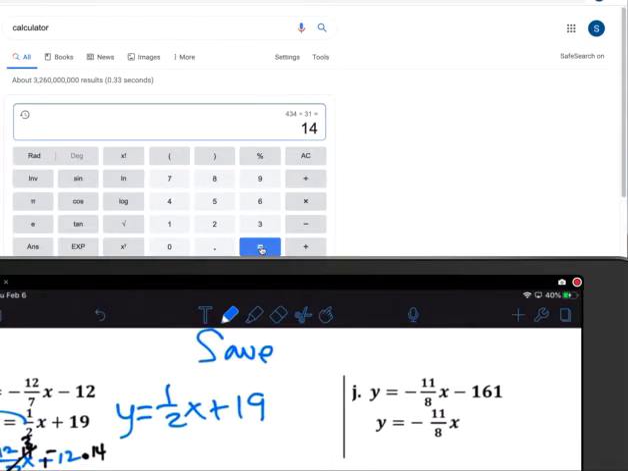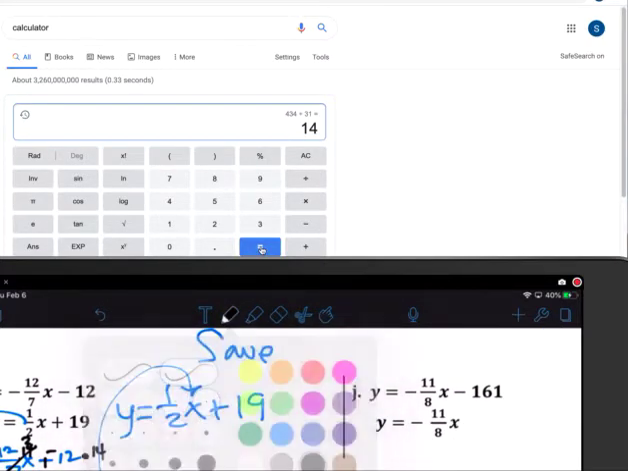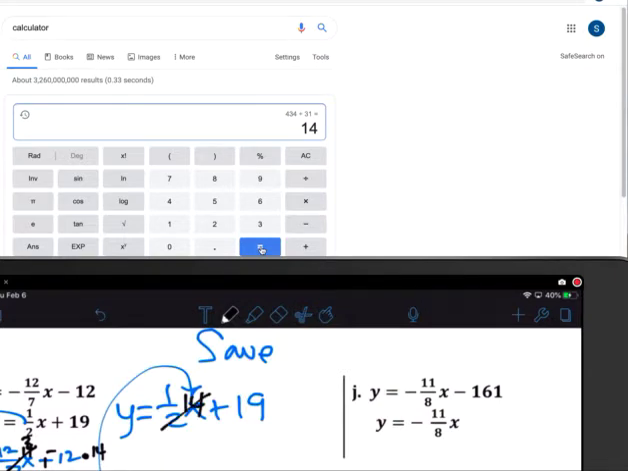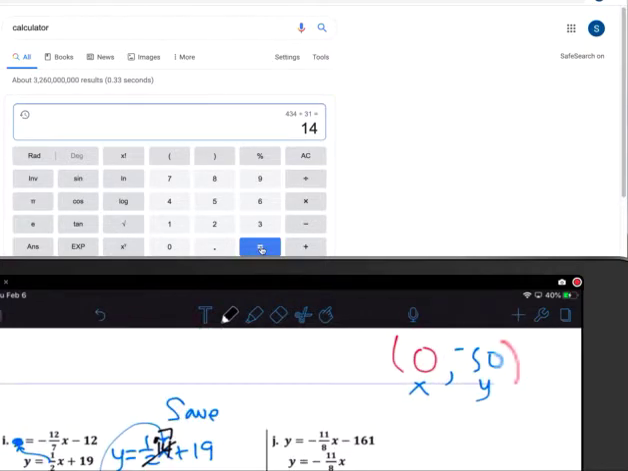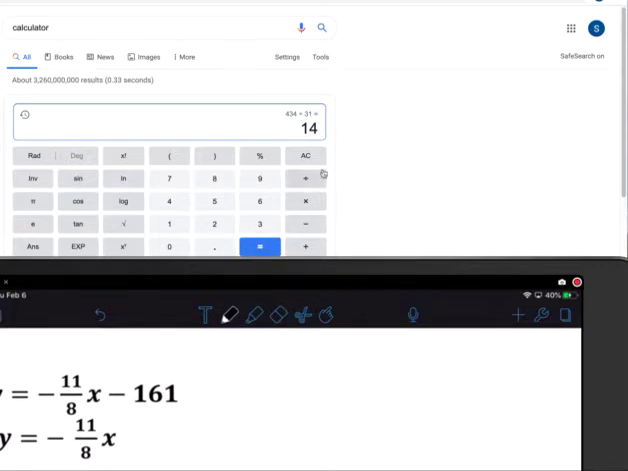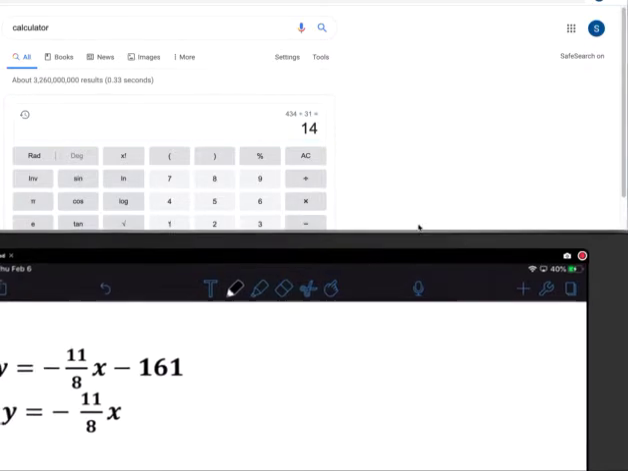So put 14 into x, bring that into here. So 14 here, cross cancel, 7. 7 times 1, 7 plus 19 is 26. So the solution is at 14 and 26. Sorry, I hope you can see.